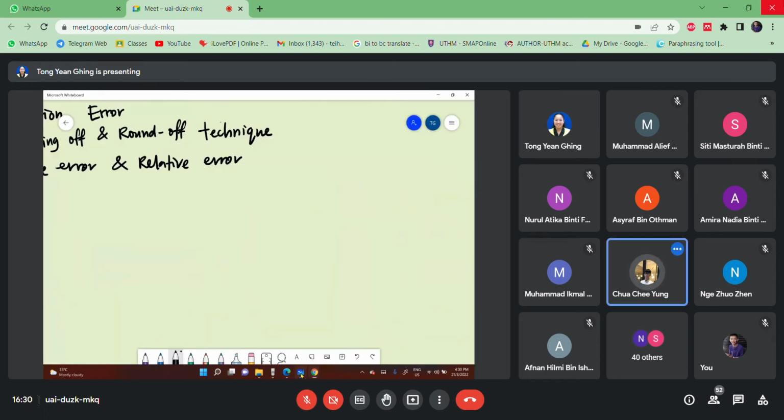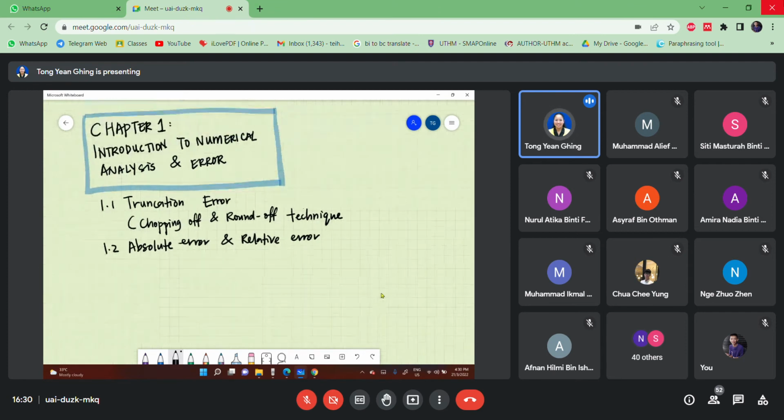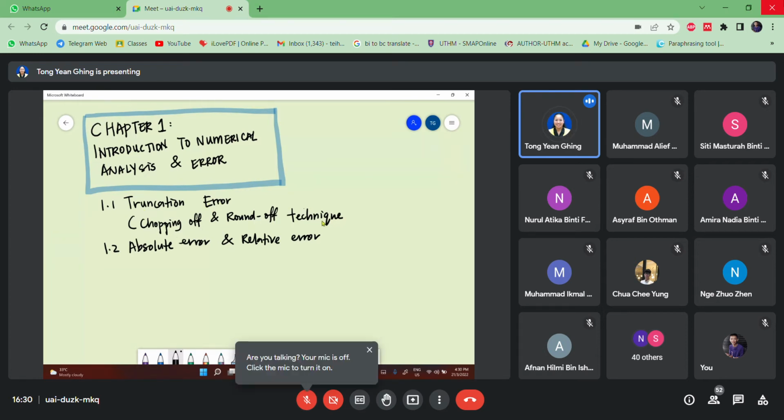Sure. Okay. So this one, we start with the first chapter, chapter 1, Introduction to Numerical Analysis and Error. In this chapter, we will cover 2 subtopics. The first one is truncation error, including chopping off and round off techniques. And the second one is absolute error and relative error.